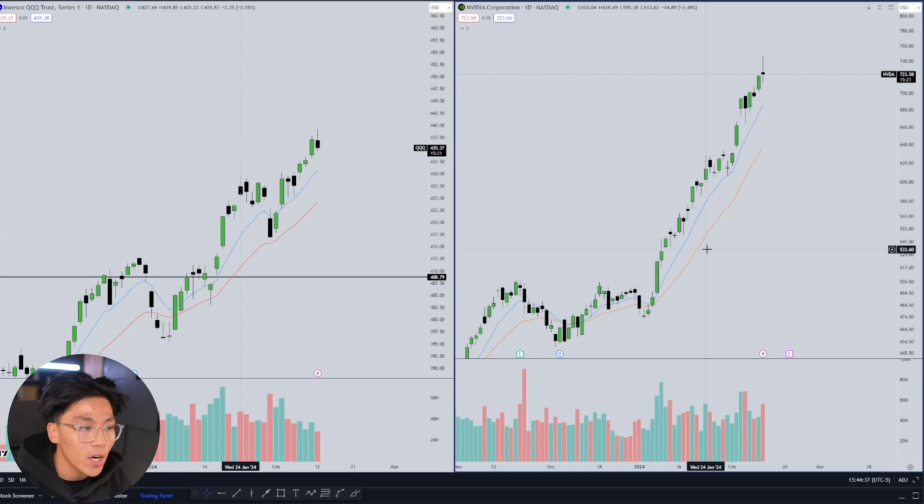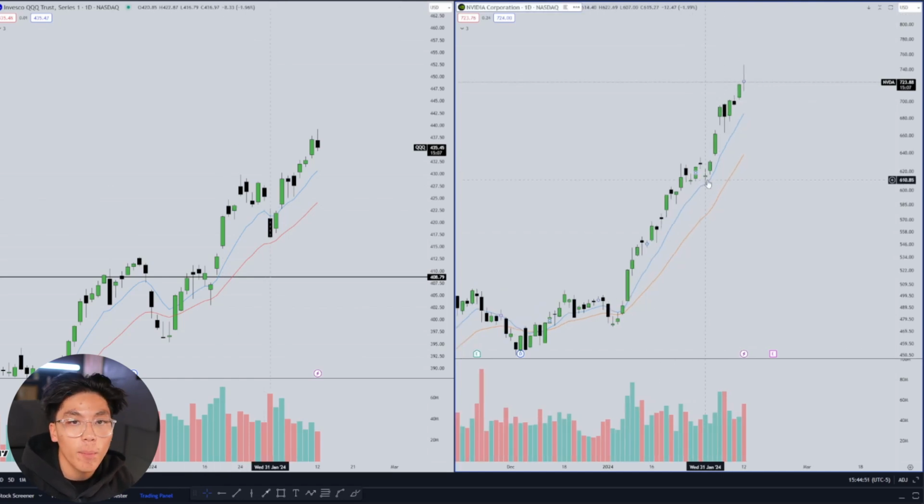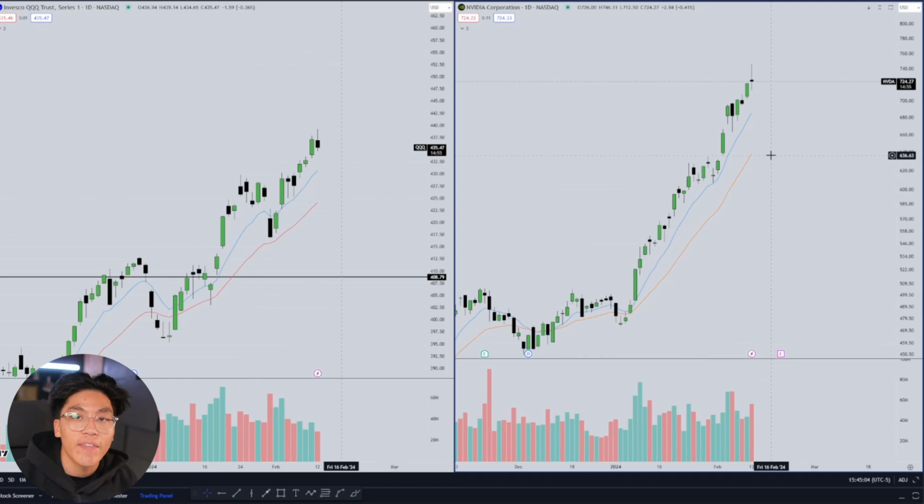Any pullbacks in the market, you can expect NVIDIA to stay strong. You can see right here on January the 31st, when the market had a pullback, at the exact same time NVIDIA did not have a pullback whatsoever. NVIDIA stayed strong and absolutely launched towards the upside. Once the Qs had a small bounce, NVIDIA just absolutely rocketed towards the upside to where it is right now. And that's why you want to be looking at these relatively strong names in an uptrend, because these are the ones that are going to have the most momentum, and these are the ones that everyone's going to be looking to buy pullbacks on towards the upside.